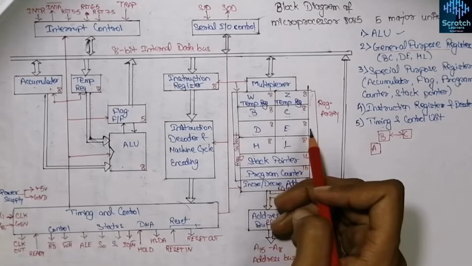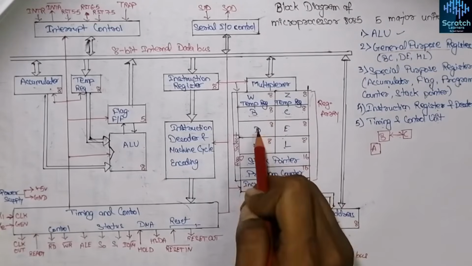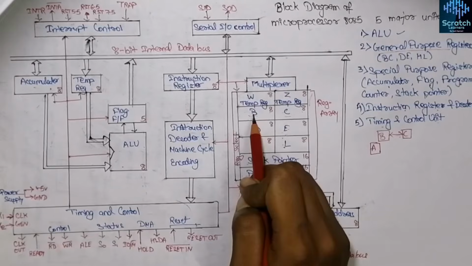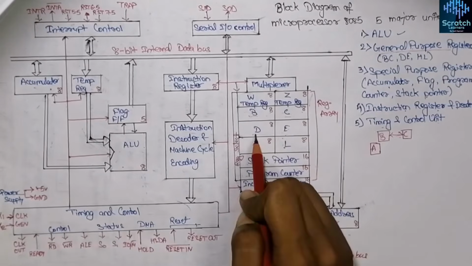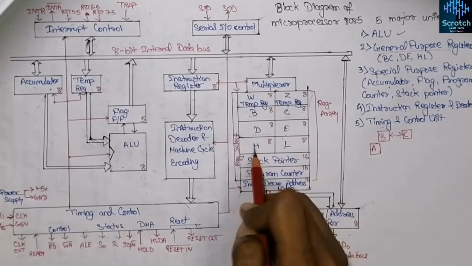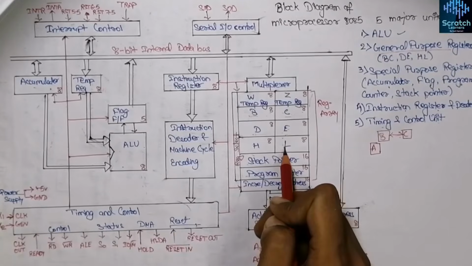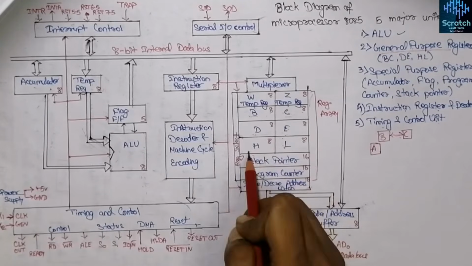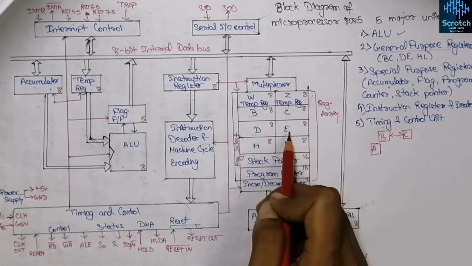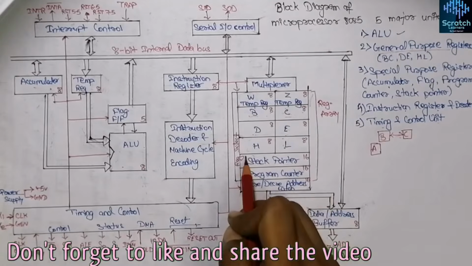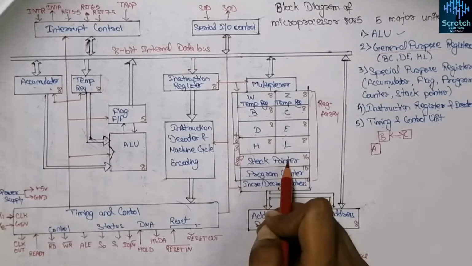Now here one restriction is that they can be paired in this way only. That means B can be paired with C only, D can be paired with E, H can be paired with L. We can't pair B with E or H with C. This is not done. And here the HL pair register works as a memory pointer. So this is the memory register.